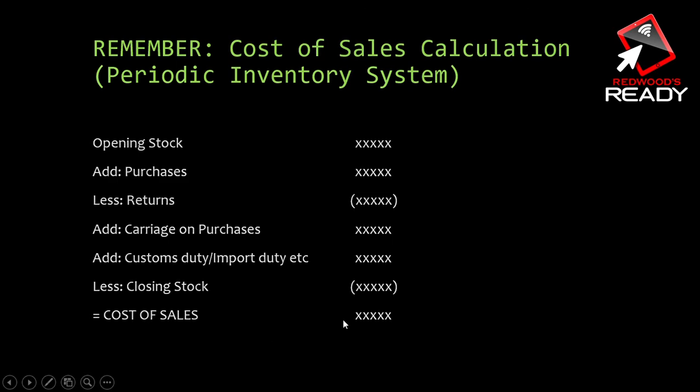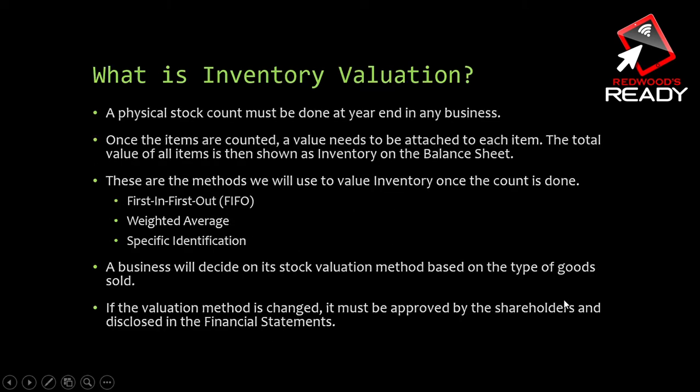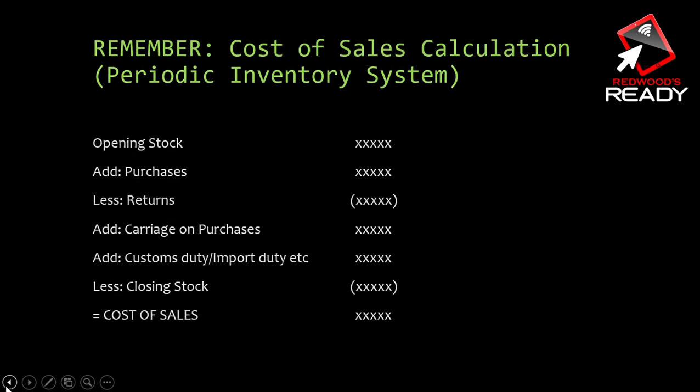Just to revise a little bit from last year's work, we used to do the cost of sales calculation. We started with opening stock, added purchases, less the returns, added carriage on purchases, added customs duty, and subtracted closing stock to give us cost of sales.